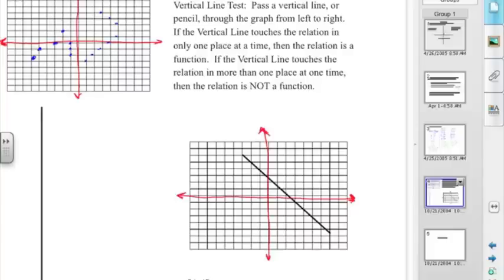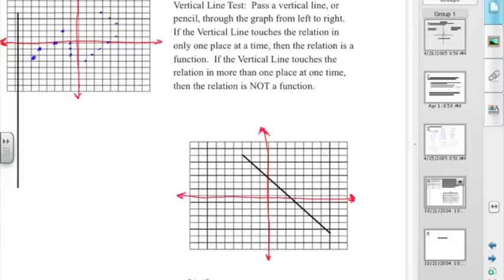On this slide, we have points actually on a graph. And we're going to use something called the vertical line test. And the definition and how to use a vertical line test is right here. With a vertical line test, we're going to pass a vertical line, or a pencil in your case, through the graph from left to right. If the vertical line touches the relation in only one place at a time, then the relation is a function. If the vertical line touches the relation in more than one place at a time, then the relation is not a function.